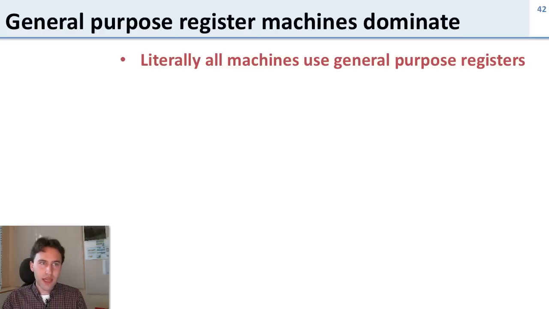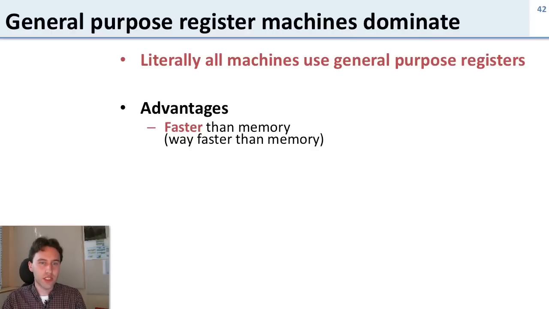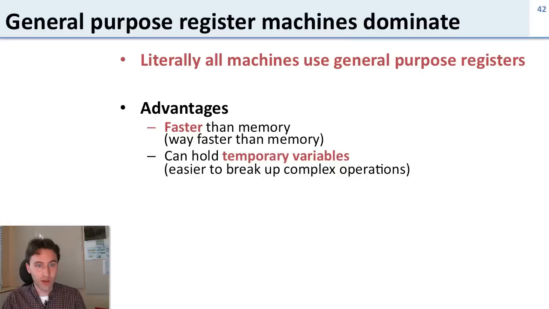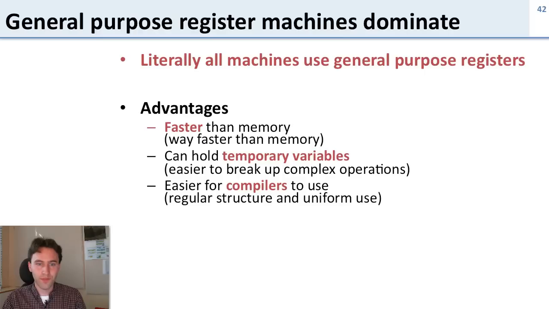So today, general purpose register machines dominate. Literally all machines today are built using registers, like we saw in MIPS. There are major advantages to this. The registers are much, much faster than memory, which makes your code run faster. You can hold temporary variables. This makes it much easier to write things like that f equals g plus h minus i plus j that we saw earlier. And it's much easier for compilers to use.